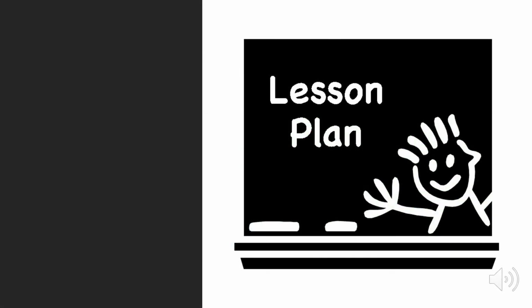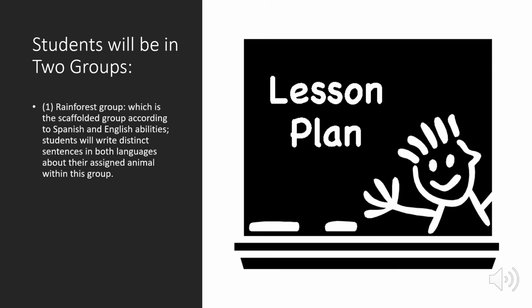The lesson plan is as follows. Students will be part of two different groups. One is called the Rainforest Group, which is the scaffolded group according to Spanish and English abilities. Students will write distinct sentences in both languages about their assigned animal within this group.